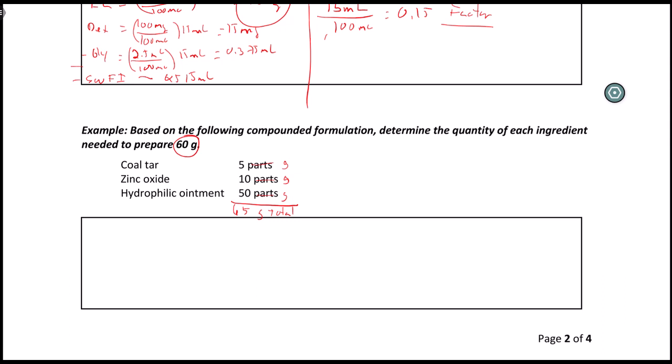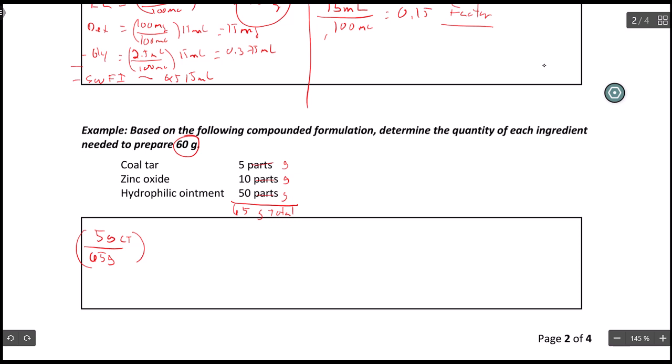So there's 65 grams or 65 parts total. So how much will we need of each? In the coal tar, if I want to rewrite it, I can say I need 5 grams of coal tar every time I'm going to make 65 grams, right? I'm going to call it CT for coal tar. Every time I want to make 65 grams of the total product.